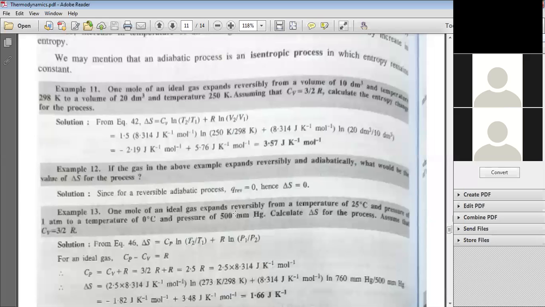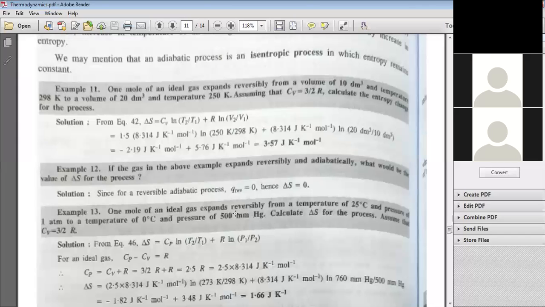1 atmosphere pressure is 760 mmHg. So you have to convert this 1 atmosphere pressure into 760 mmHg. Then you have to make use of this mathematical formula for entropy change. This entropy change, delta S, is Cp ln T2 by T1 plus R ln P2 by P1. We derived this just now, and we have to use it.